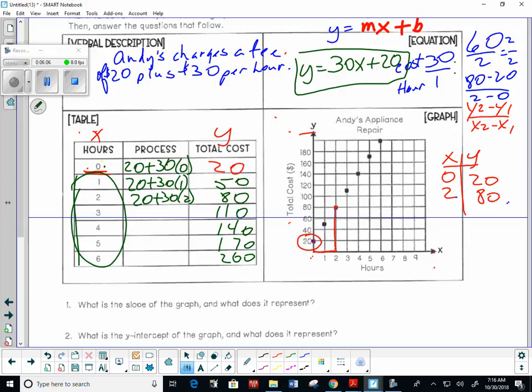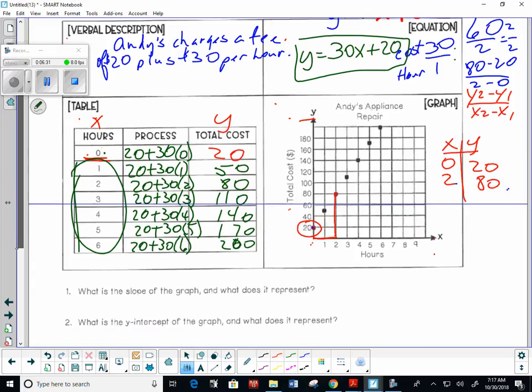So let's see if that's true. 20 plus 30 times 6, that's 180 plus 20, does give us 200. 90 plus 20, that's true. 120 plus 20, that's true. And 150 plus 20, that's a true statement.